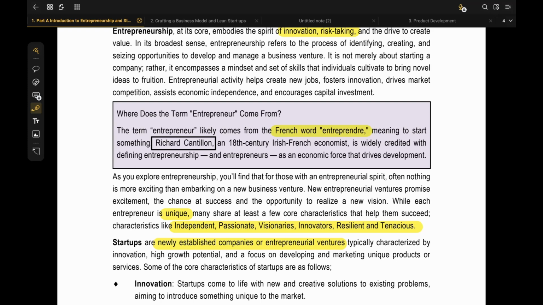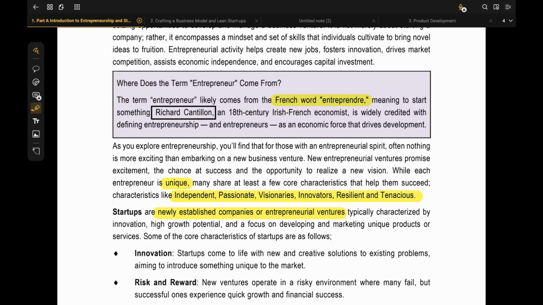And then, where does the term entrepreneur come from? This is pretty important. It may come in exams as a question. Entrepreneur comes from the French word entreprendre, and Richard Cantillon coined this term. He is an 18th century Irish French economist. Even if you do not remember all these details, you have to remember it is a French word. This is the word, and this is the person's name who coined this. So this is the introduction to entrepreneurship.